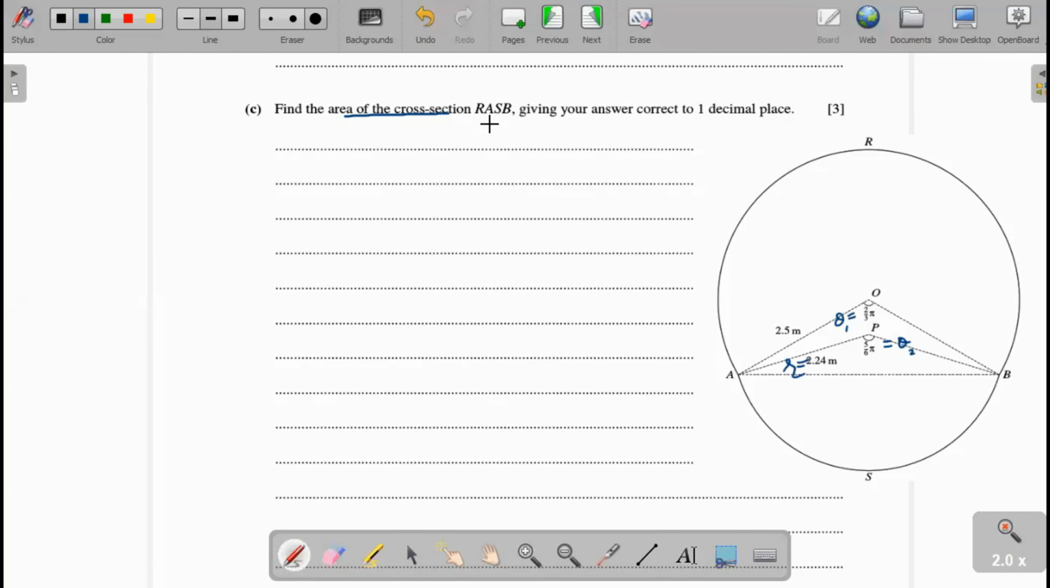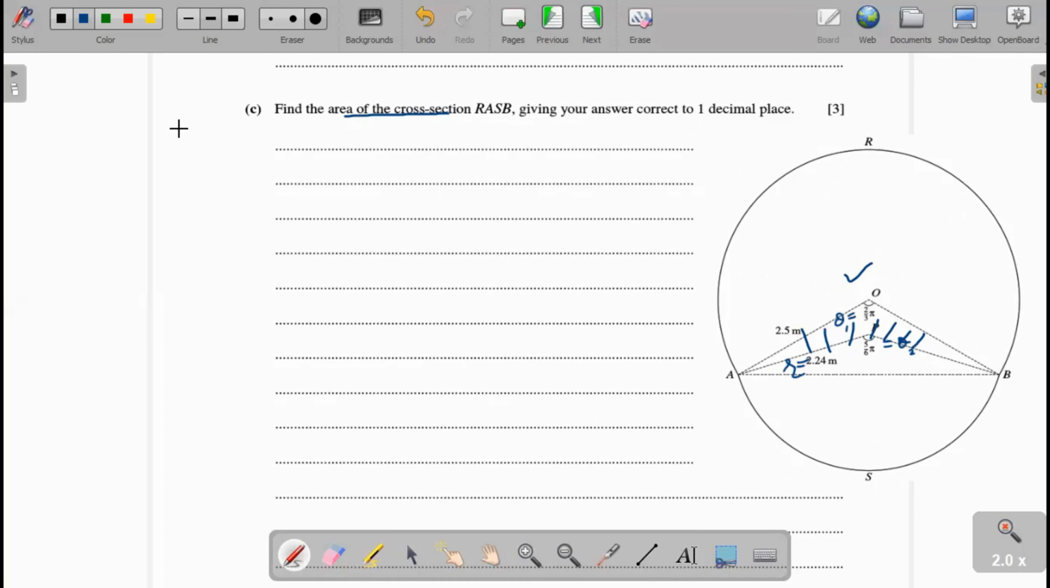Find the area of cross section RASP. Now you see here, this is the area of cross section. There are three regions. One is the area of sector ARB, next is ASP, and third is the quadrilateral AOBP. You see here, this is the quadrilateral AOBP. Now we add all these areas of regions, we get the cross sectional area.